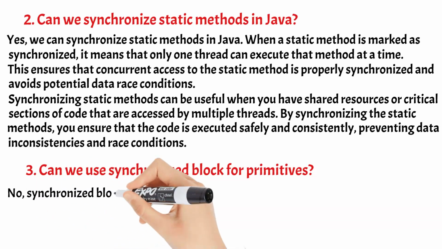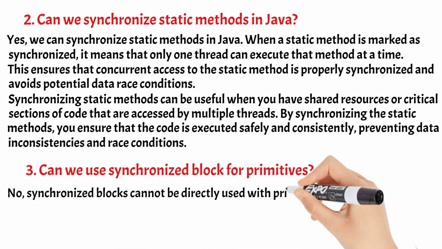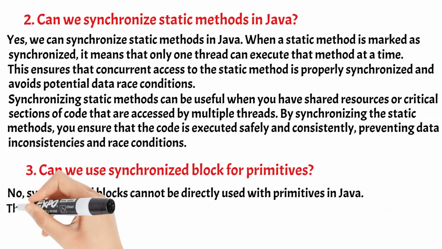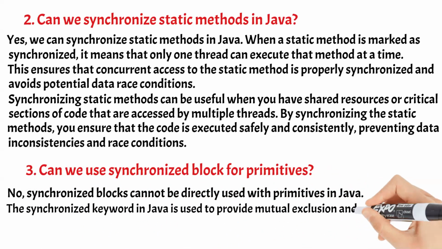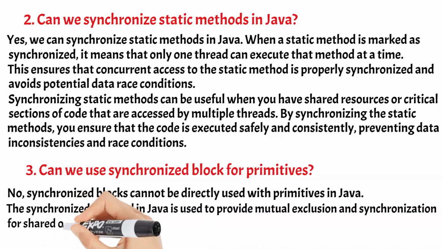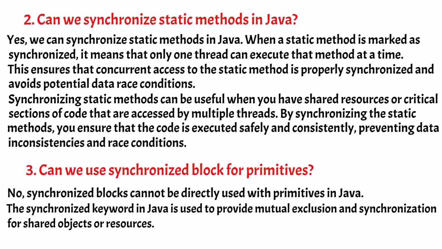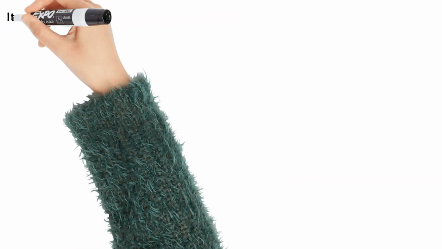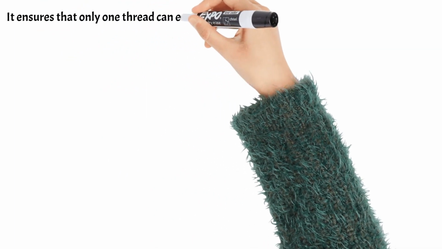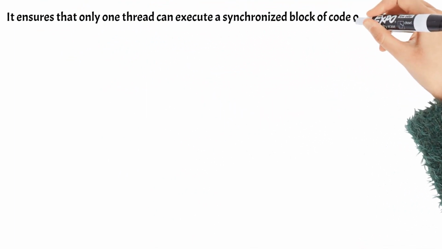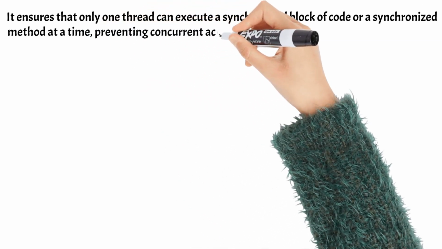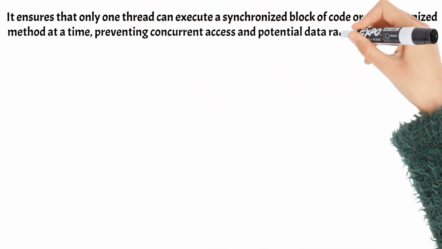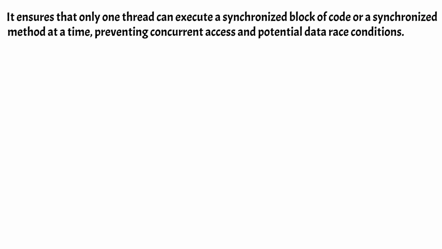No, synchronized blocks cannot be directly used with primitives in Java. The synchronized keyword in Java is used to provide mutual exclusion and synchronization for shared objects or resources. It ensures that only one thread can execute a synchronized block of code or a synchronized method at a time, preventing concurrent access and potential data race conditions.